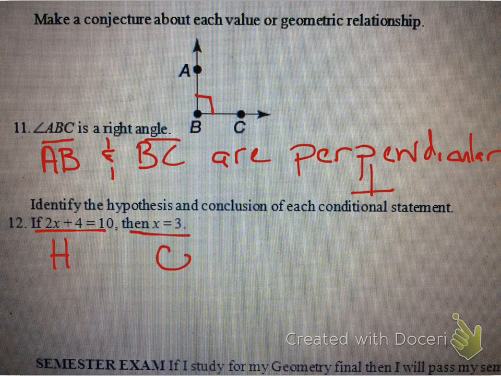Also, you should be able to identify hypothesis and conclusion. The if statement is your hypothesis. The then statement is your conclusion. Easy peasy. Those should be easy.